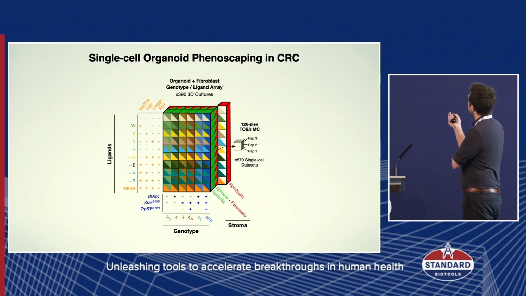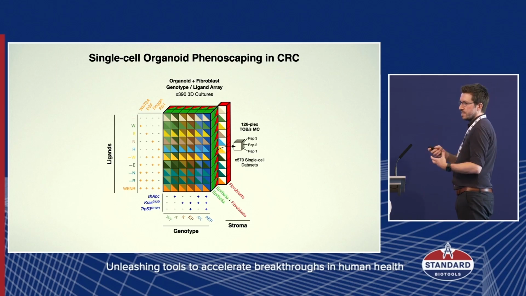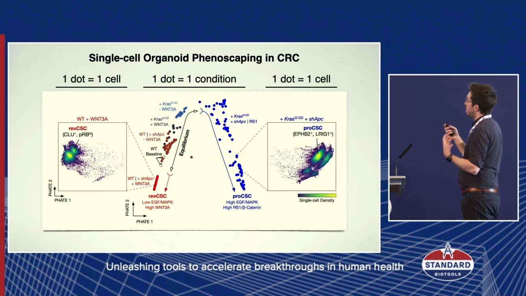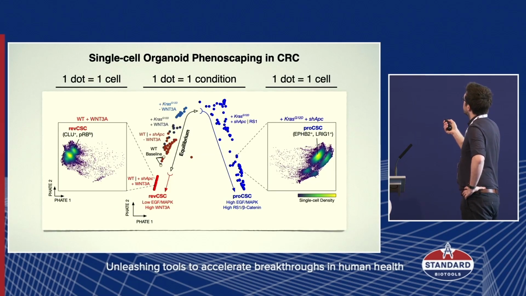We can then barcode everything and run it in triplicate, so we've got a triplicate system. And then we've got 570 single-cell data sets that come out of this one experiment. That allows you to chart this, a proper phenoscape figure. Here, 1 dot equals 1 condition, as I alluded to before, and inside each dot is a single-cell embedding of different cell types.